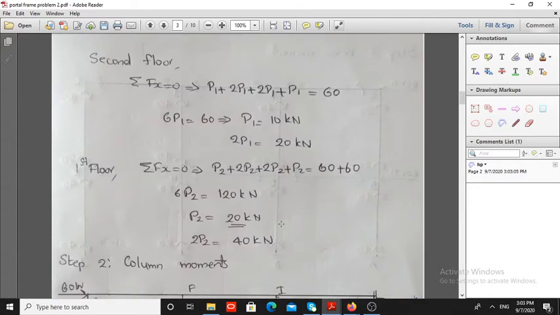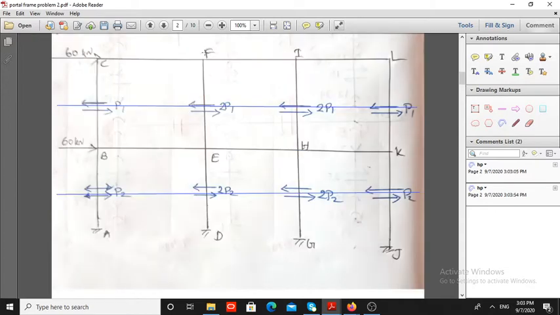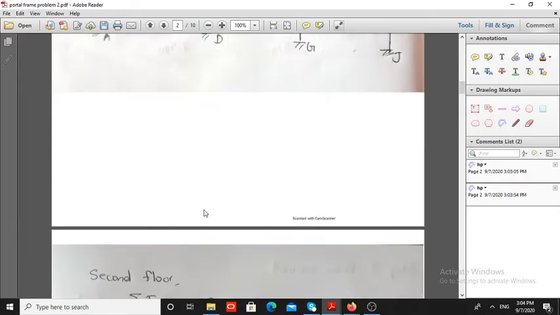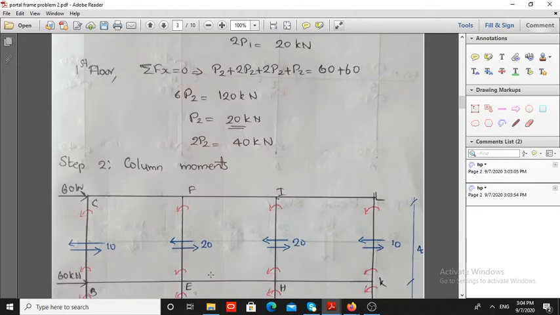Similarly, find the P2 value. For that, consider a section passing through the midpoint of the first floor columns. Then consider the equilibrium of the upper part and apply the static equilibrium equations, that is sigma Fx equal to 0 implies 60 plus 60 equal to P2 plus 2P2 plus 2P2 plus P2. That means 6P2 equal to 120 kilonewton, P2 equal to 20 kilonewton, therefore 2P2 equal to 40 kilonewton.